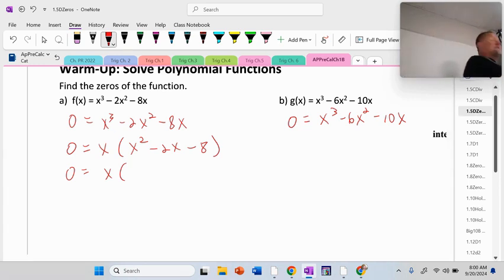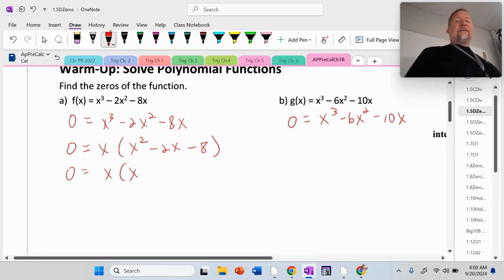What multiplies to -8 and adds to -2? -4 and 2. Okay, and then that means you have three zeros. X equals 0, x equals 4, x equals -2.